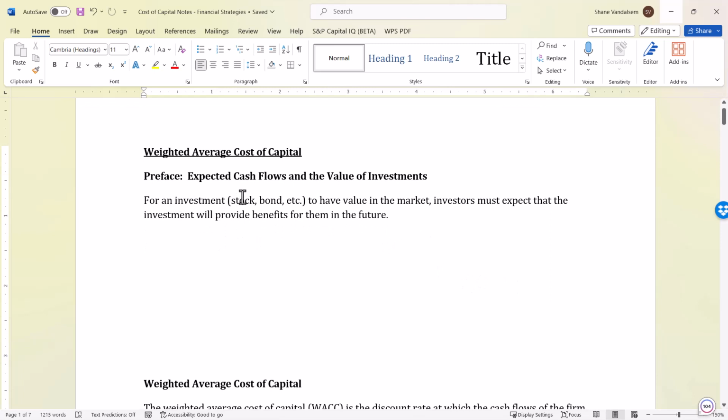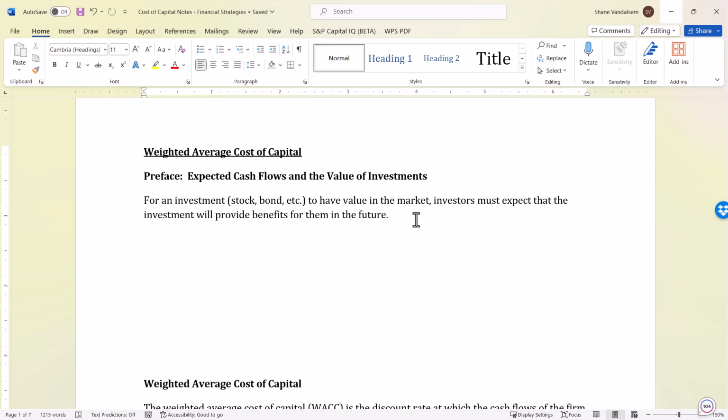For an investment, a stock or bond, etc., to have value in the market, investors must expect that the investment will provide benefits for them in the future. In general, we expect those benefits to be cash flows. So when I buy a stock, I expect to receive, hopefully sometime in the future, a dividend payment from that stock, or the company is going to repurchase my stock at a higher price. But the company has to generate cash and pay that cash out to me in the future. And if I don't expect that as the investor, I'm not going to buy that stock.